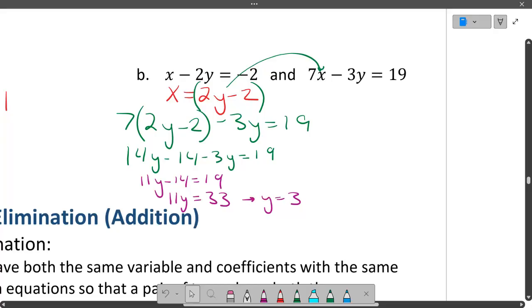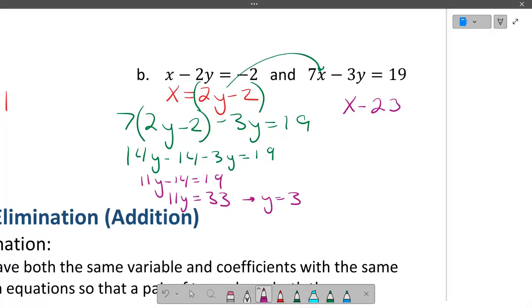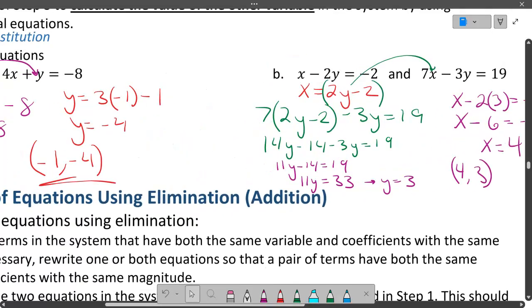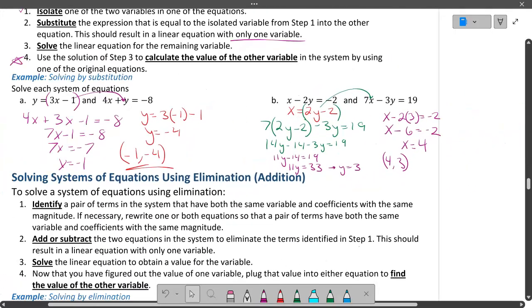Nope. Drop back in. Left or right? Left again? Cool. X minus 2 times 3 equals negative 2. X minus 6 equals negative 2. X equals 4. My final solution is 4 comma 3. Okay. Be careful. We solve for x second, so make sure it's still the first coordinate in the ordered pair. Questions on substitution? Okay.